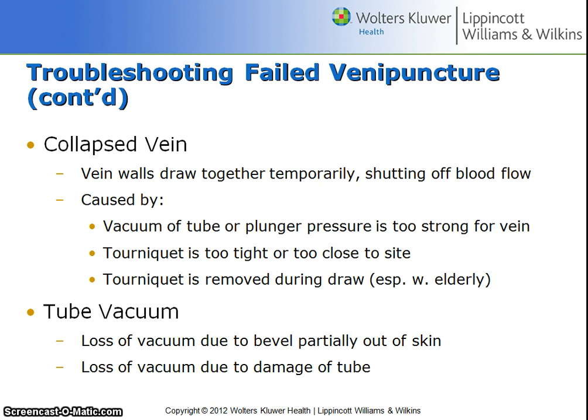Sometimes you can have problems because a tube's vacuum will be lost because the bevel is partially out of the skin, or loss of vacuum due to damage of the tube. So just be sure that you have good tubes and all the other things we've talked about in this chapter.